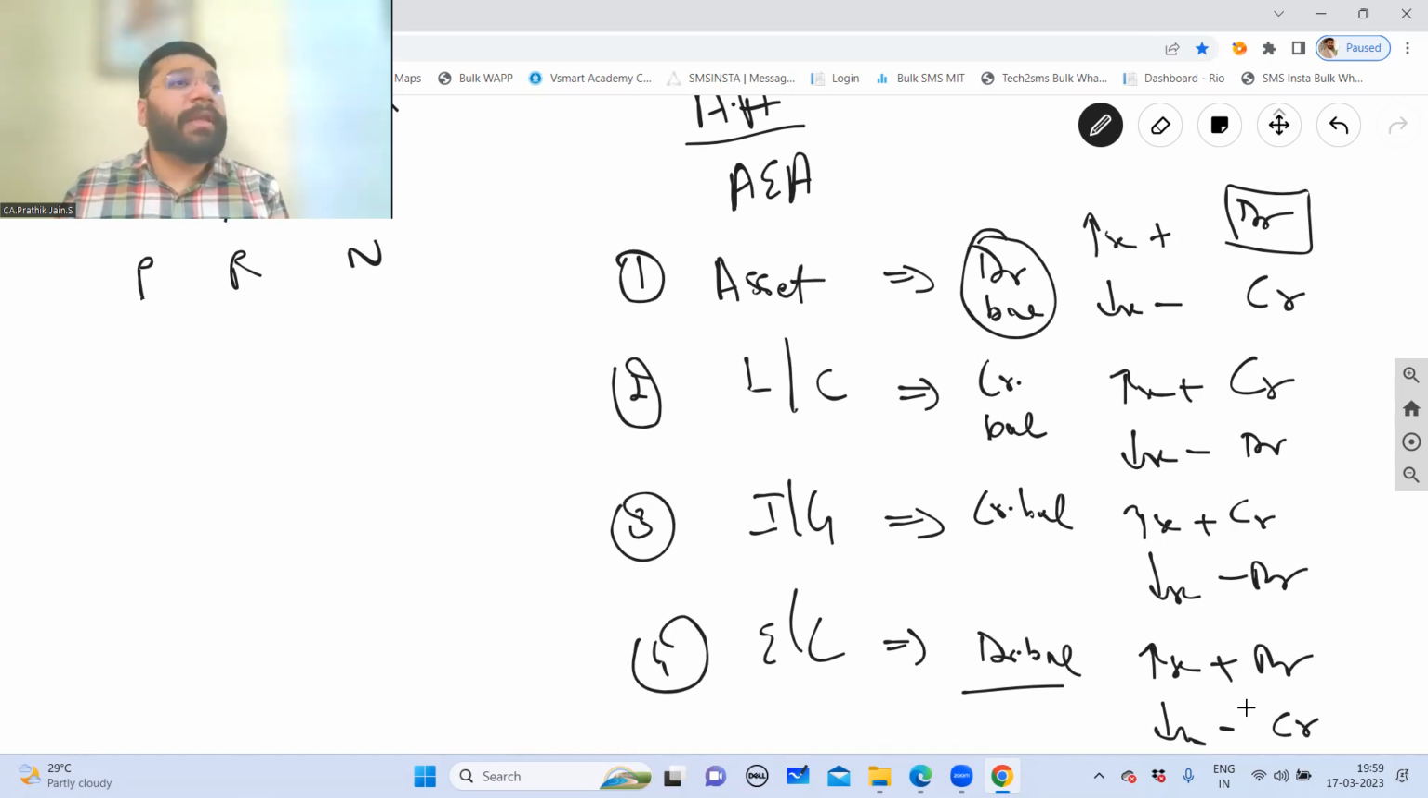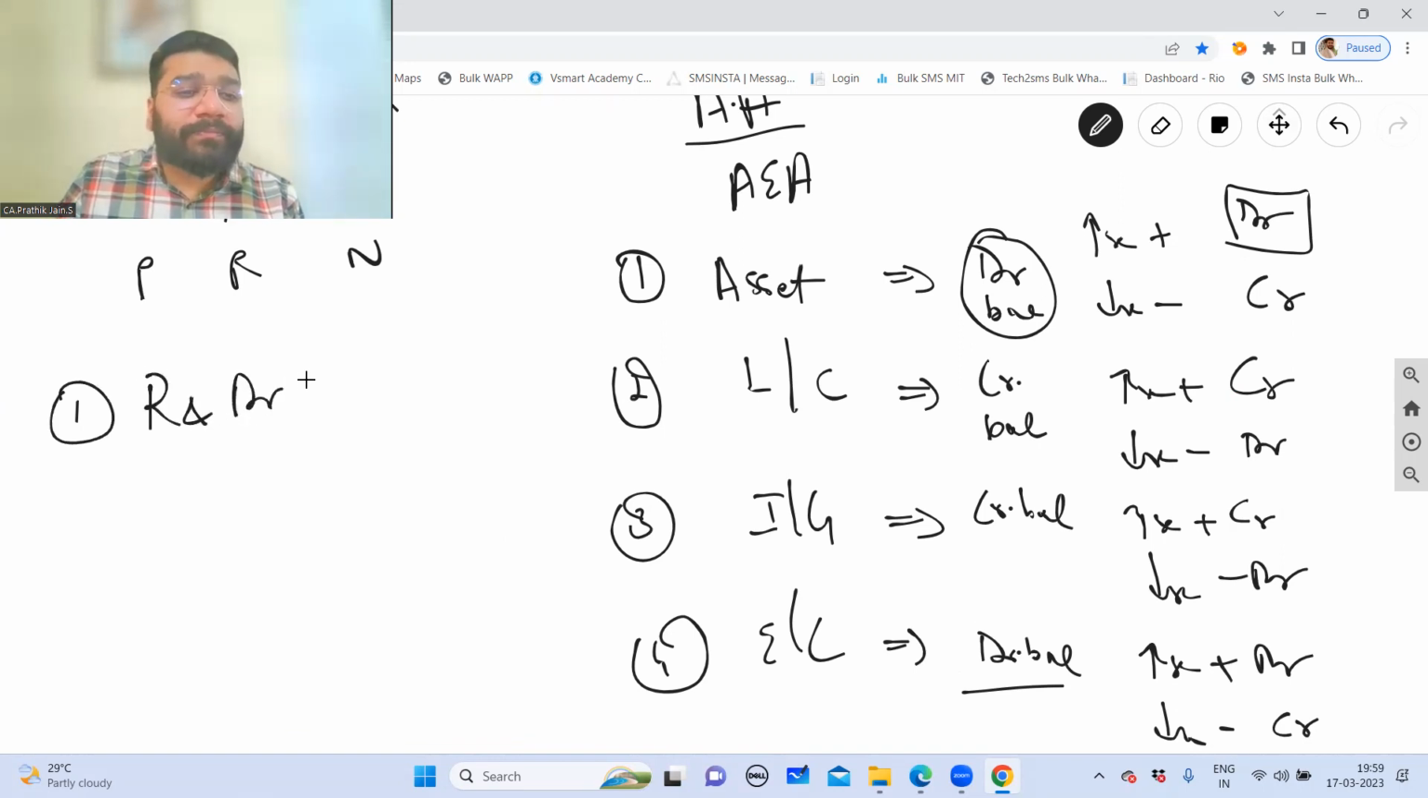If anybody is not clear with this, I suggest you go and watch my 11th standard class. In 11th, there are certain topics which carry forward to 12th. Without those topics, you cannot survive in 12th. The first topic is rules of debit and credit. Chapter 6 of TS Grewal, very, very important.